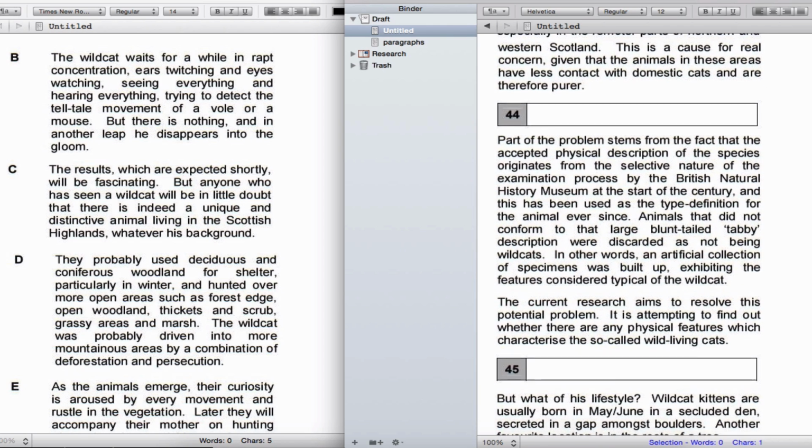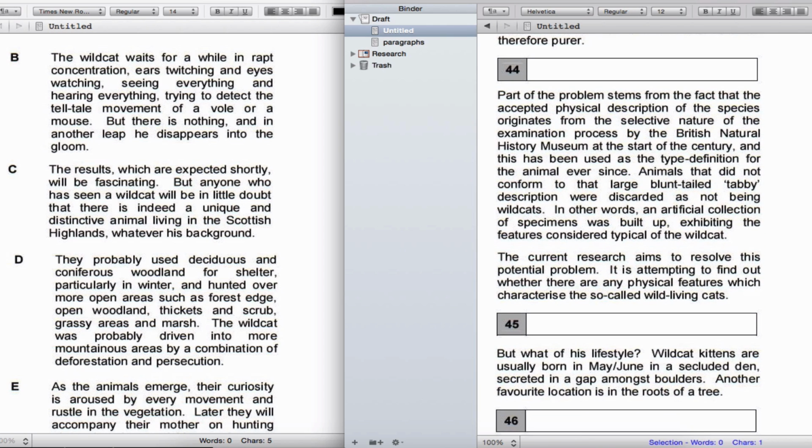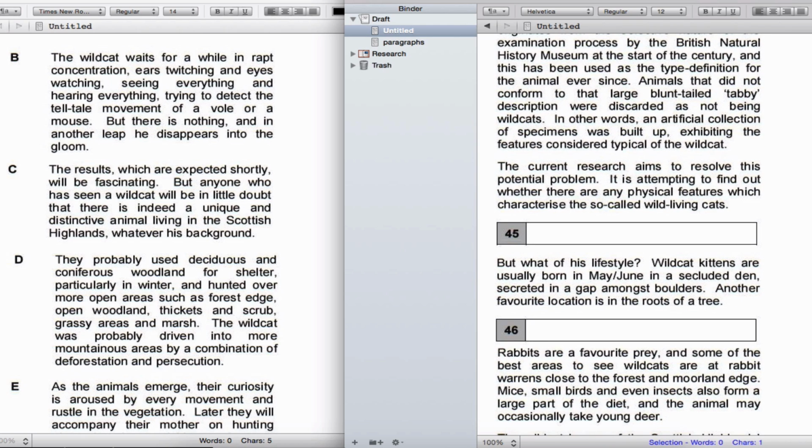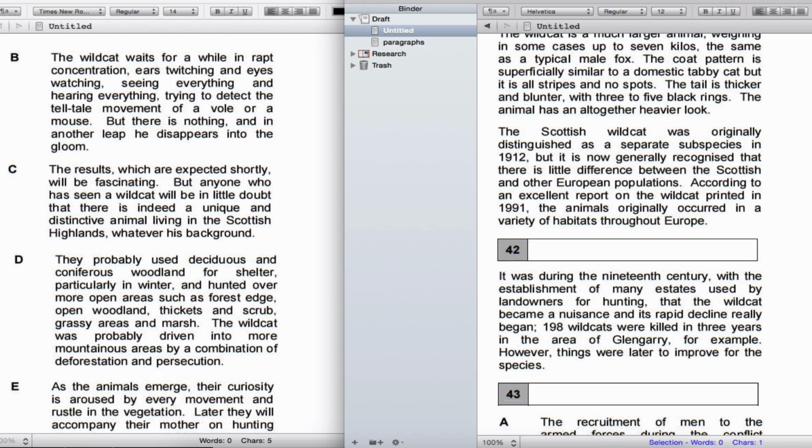Now I'm looking for the next one that I thought might be an easy gap. Something about the lifestyle. Not sure about that. Let's go to the missing one here. So the Scottish wildcat was originally distinguished as a separate subspecies. Little difference between the Scottish and other European populations. Okay. According to an excellent report on the wildcat.